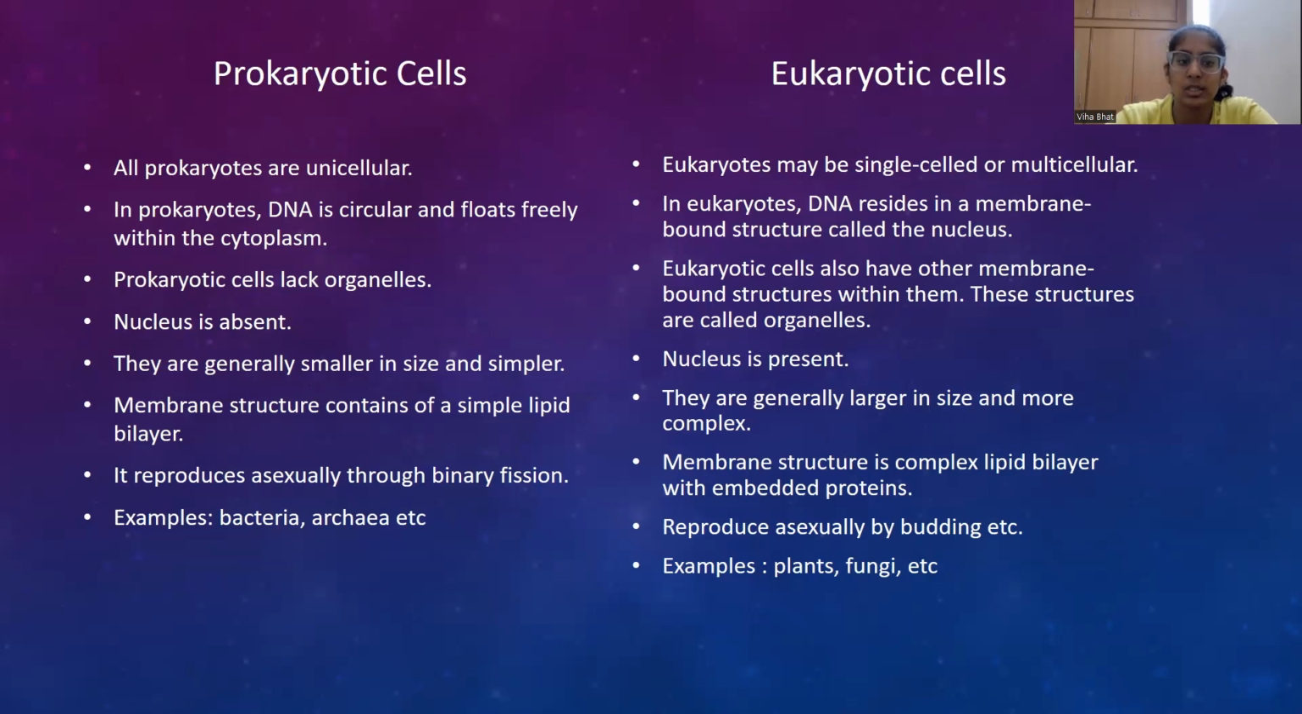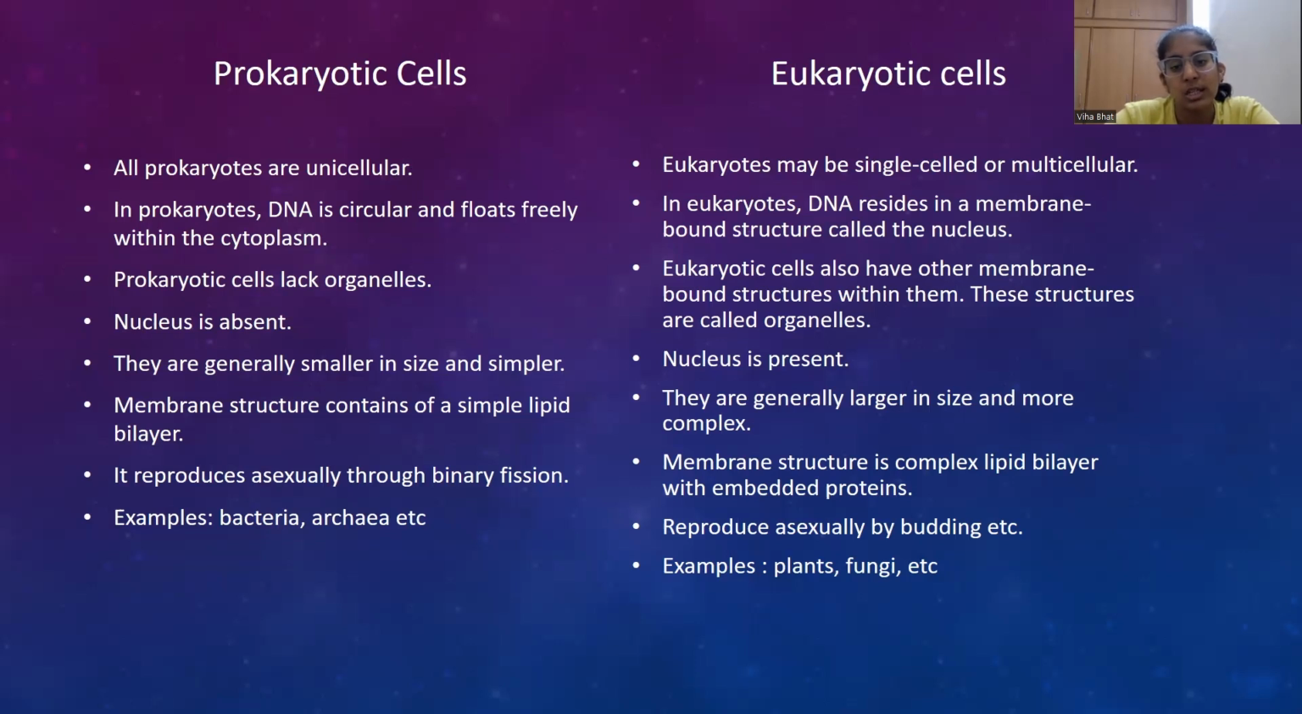Examples for prokaryotic cells include bacteria, archaea, etc. Next is eukaryotic cells. They can be either single-celled or multi-celled organisms. Eukaryotes have DNA which resides inside the membrane-bound structure called the nucleus. Eukaryotic cells also have multiple organelles present in them. The nucleus is present in the eukaryotic cell.